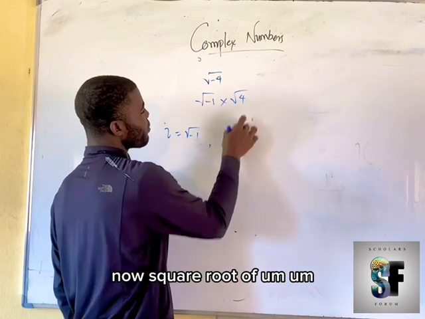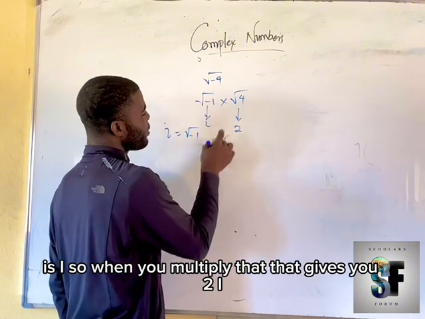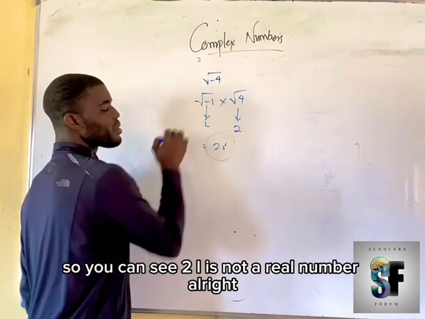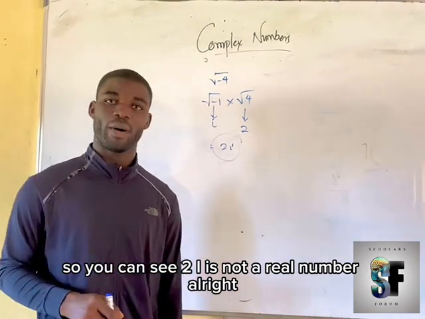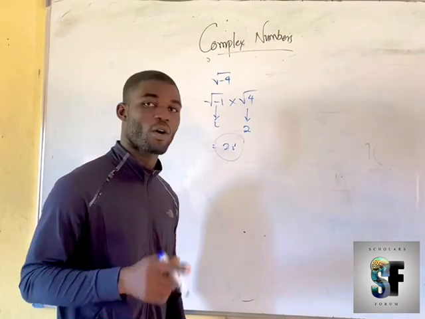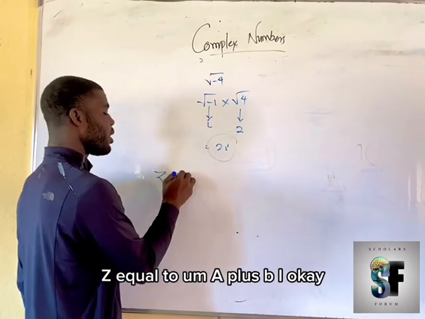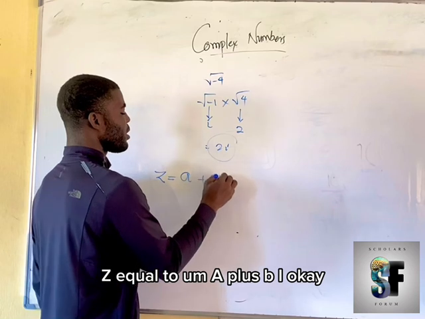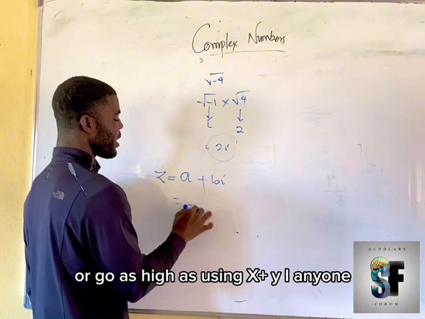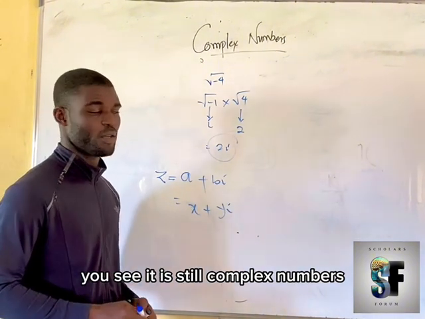Now square root of 4 is 2. Square root of minus 1 is i. So when you multiply that, that gives you 2i. So you can see 2i is not a real number. 2i is a complex number. Now generally, complex numbers are represented by things like this: z equal to a plus bi. And some textbooks go as far as using x plus yi. Any one you see, it is still complex numbers.